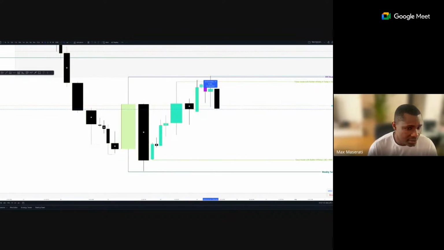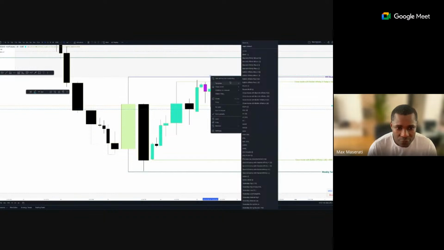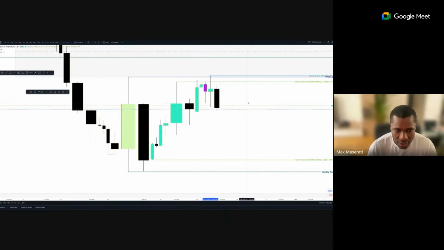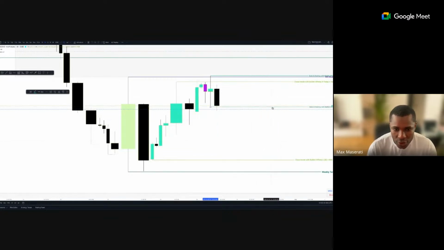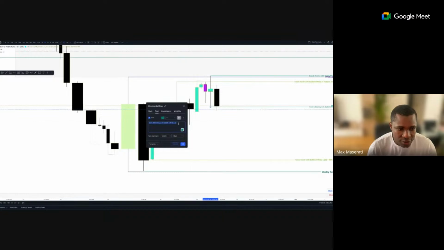0.35% for the bull, and 0.25% for the bear. Okay, so this is a seek and destroy with bullish affinity. Seek and destroy with bullish affinity low. So in the 4-hour, we have a seek and destroy with bullish affinity.